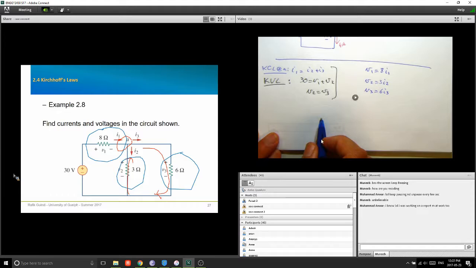Anyway, I'll leave that to you. You can look it up in the book. It's just some math now, okay? Just some substitutions. So this is the typical way you would use KCL and KVL and Ohm's law together to solve a circuit.